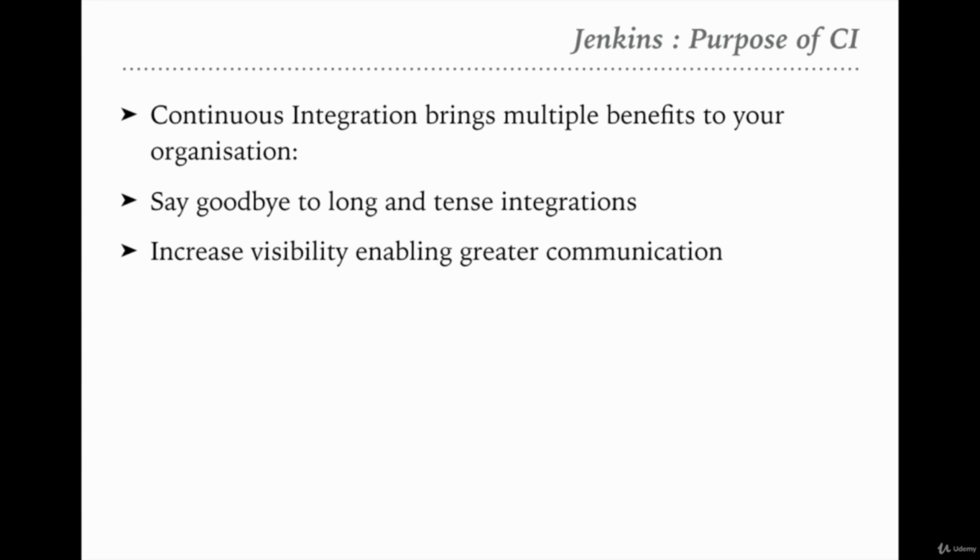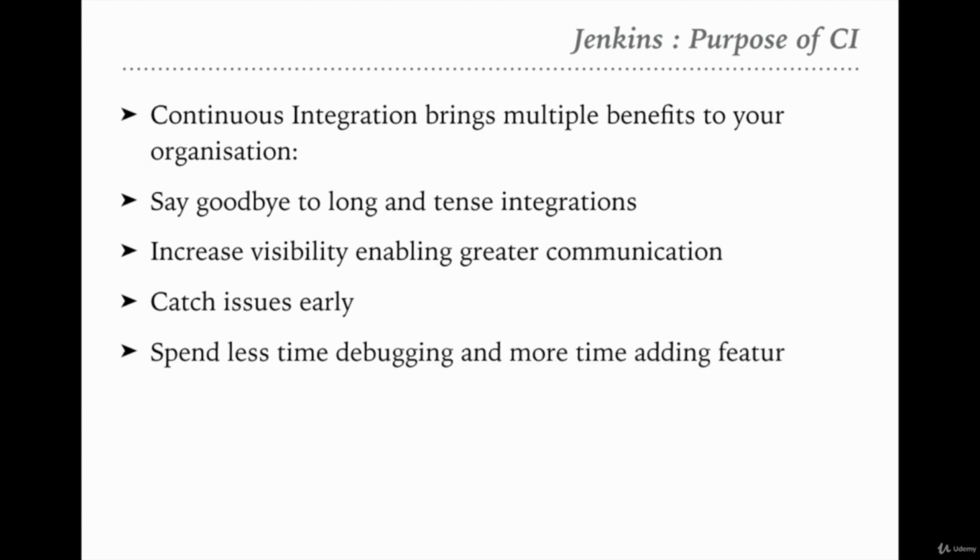Increased visibility, enabling greater communication. Basically, we are building our project more frequently, so we are getting the results more frequently. If we find some gaps, then we can communicate to the developers or the respective teams within a significant amount of time. We can catch the issues at an earlier stage, whereas if we are not using a CI server, it may be possible we will catch the issue in production. We need to spend much less time on debugging, and we can use that time to build new features in our application.